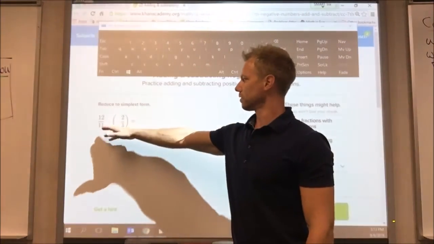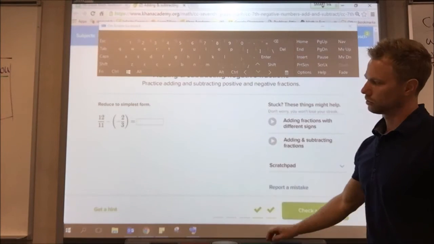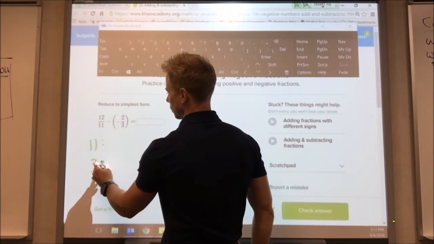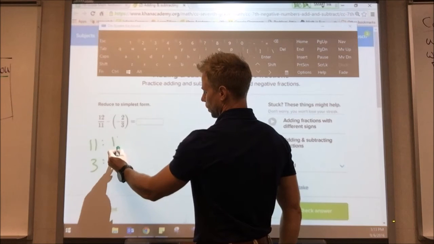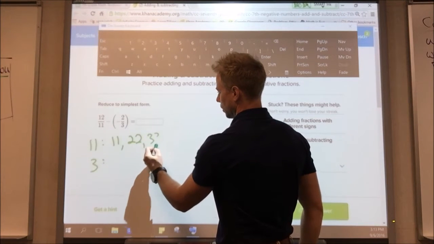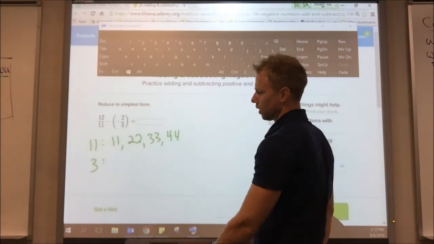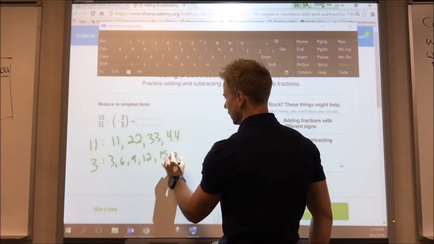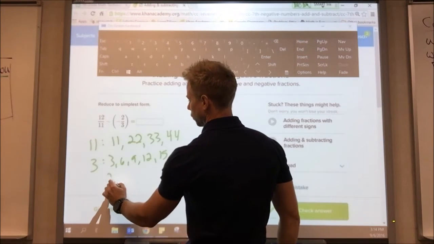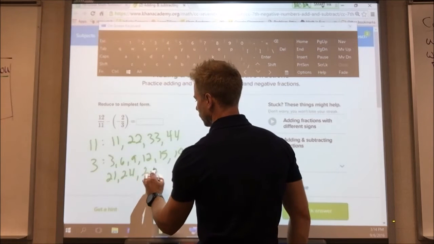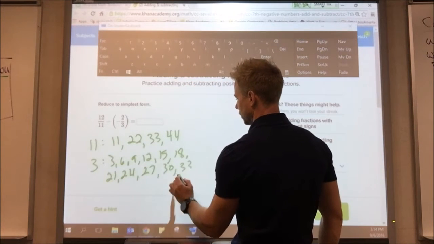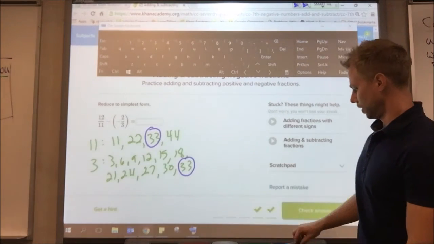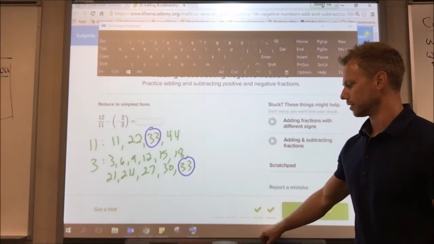Okay, we have 12 elevenths minus a negative 2/3. So again, common denominator. Start listing multiples. 11s, we go 11, 22, 33, 44, and so on. 3s, we go 3, 6, 9, 12, 15, 18, 21, 24, 27, 30, 33. And now I can see 33 is the first one they have in common. So that's going to be our common denominator.